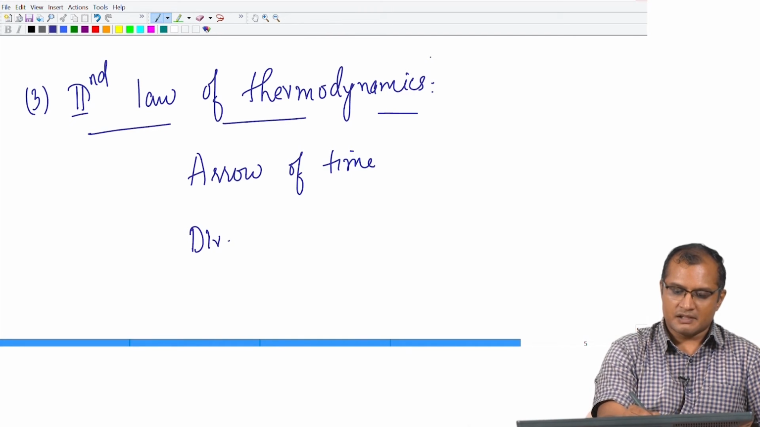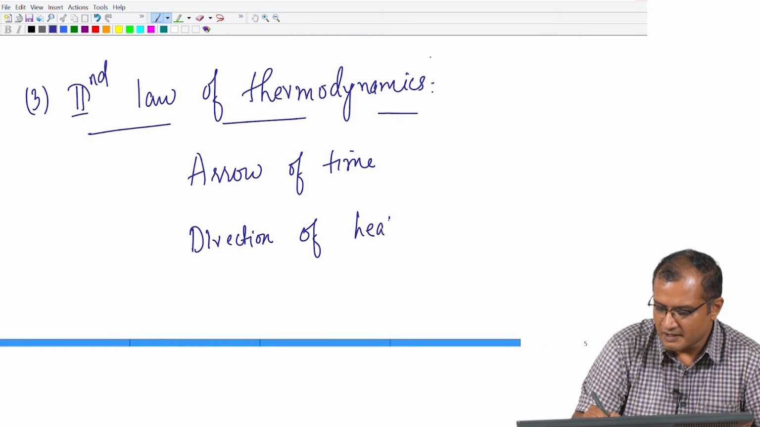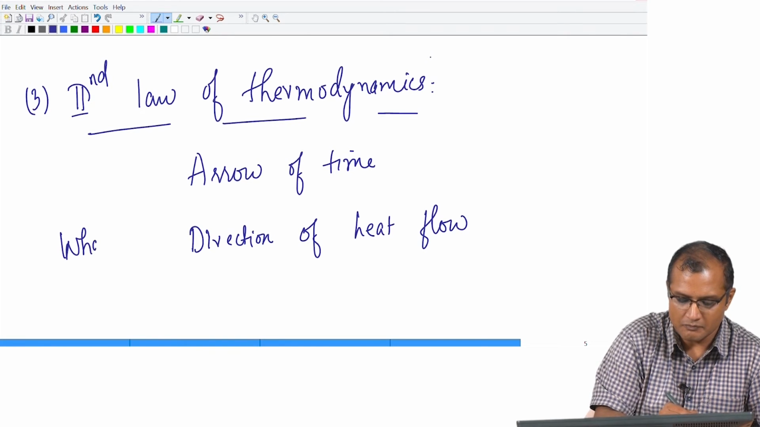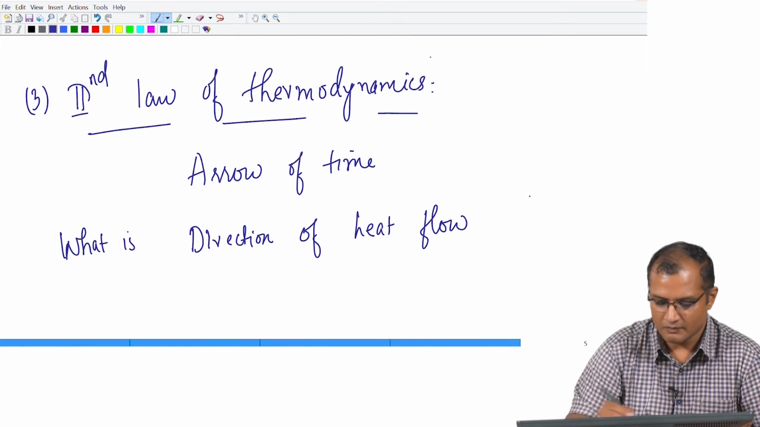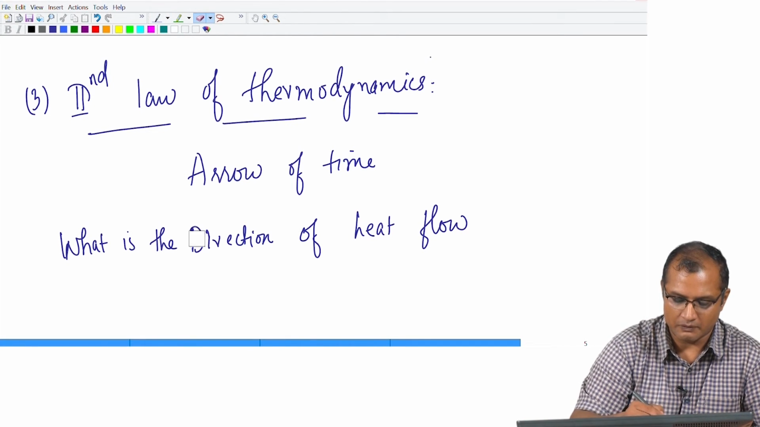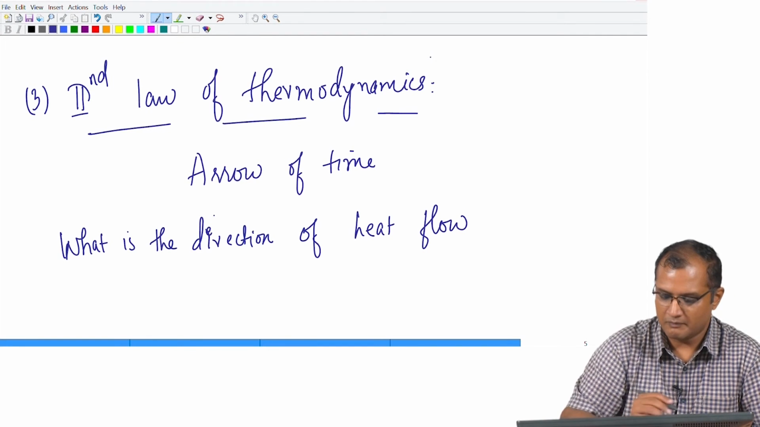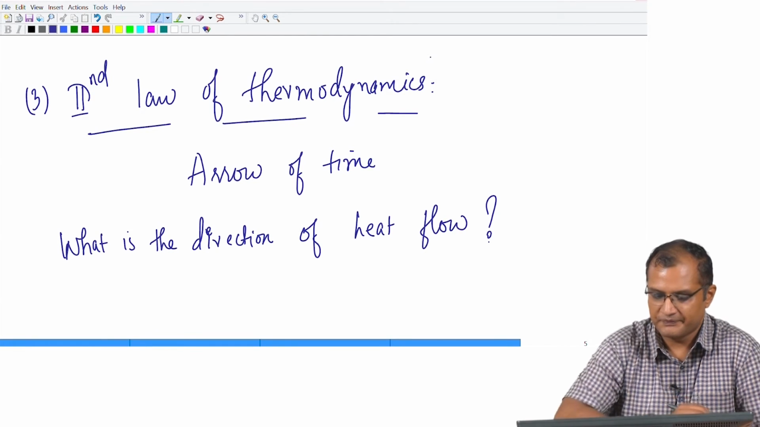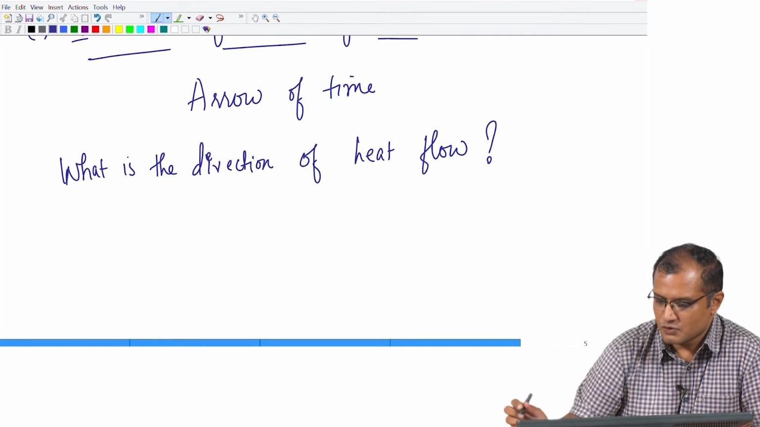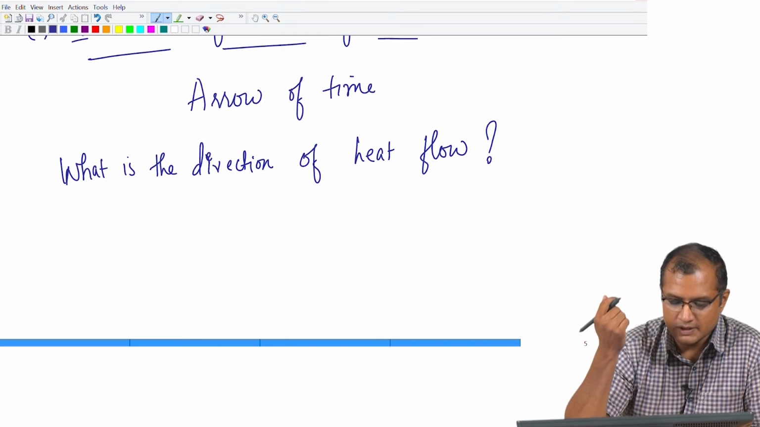In other words, we are basically asking the question: what would be the direction of heat flow in our problem of heat conduction? We can give this direction of heat flow from the second law.